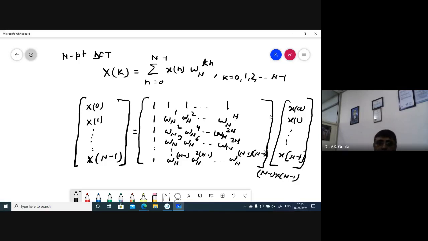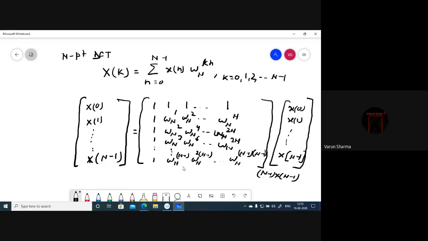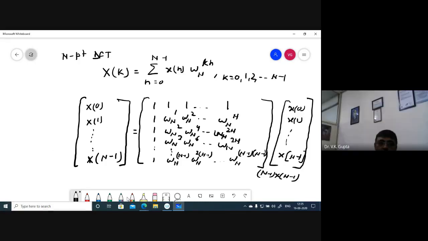Up to this point, is it okay? How to compute the DFT? Yes, sir. Yes, sir. Okay.